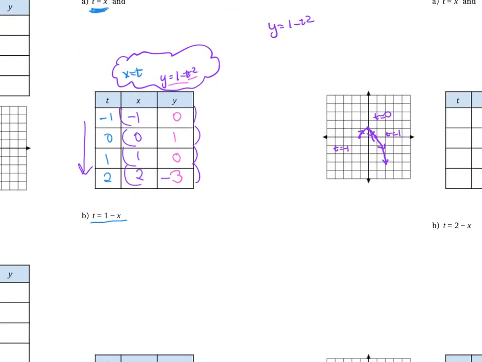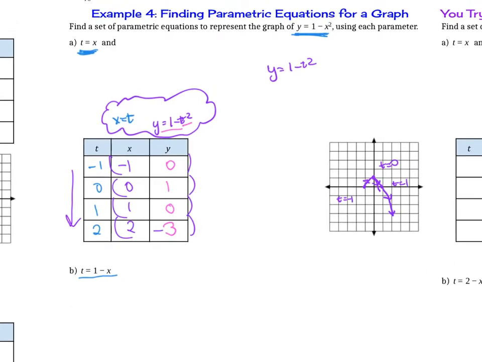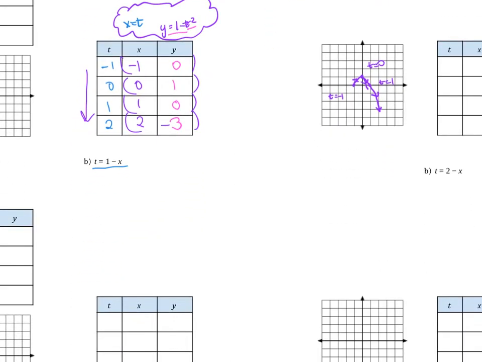Now part B, t equals 1 minus x. First let's solve for the x value for this equation. Let's go ahead and add x to both sides. We get t plus x equals 1. Then to isolate the x, we subtract t from both sides. So we find that x equals 1 minus t. And that is one of the equations that we need.